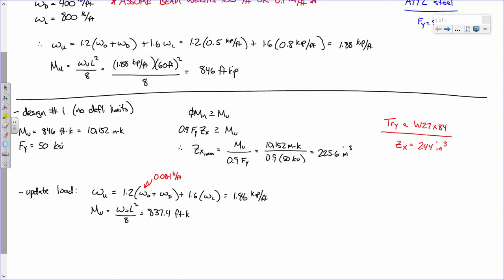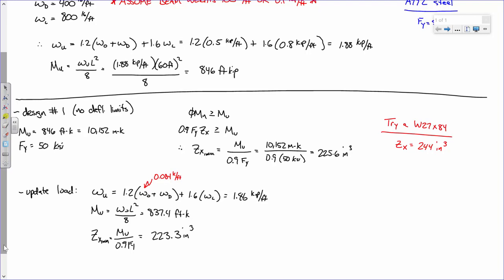837.4. Well, how heavy is the beam? 84 pounds per foot or 0.084 kips per foot. That's a good question. All right, and so what's my required ZX? It's MU over 0.9 FY. What does that come out to be? Well, yeah, you'll need to convert this to inch kips, but just multiply that by 12. 223.3 inches to the third.